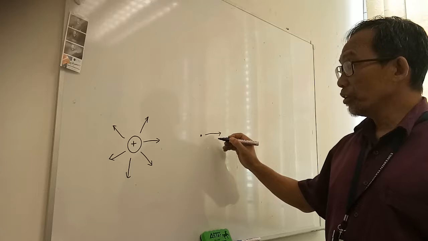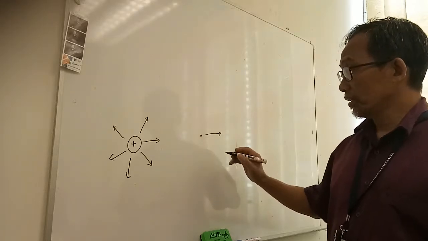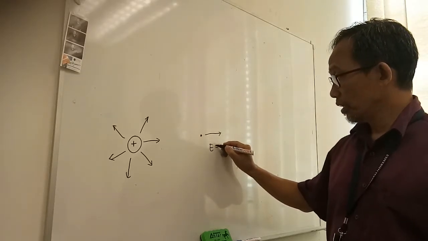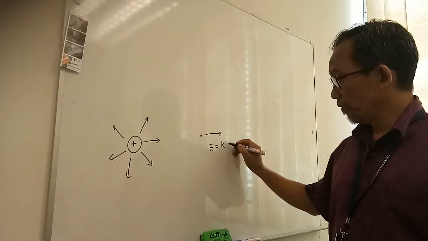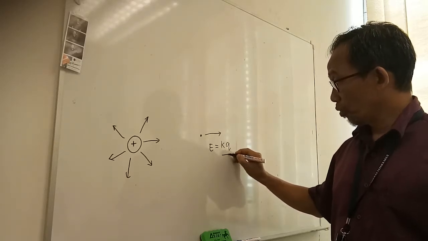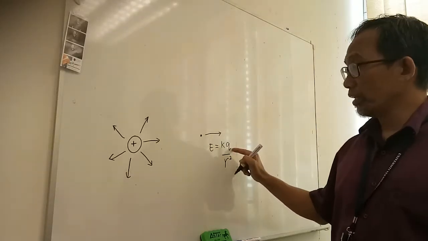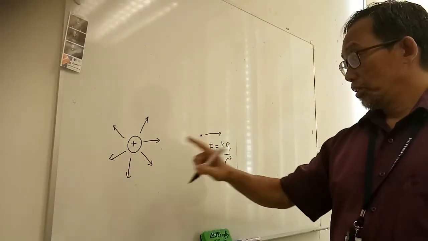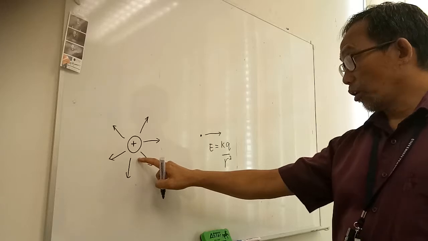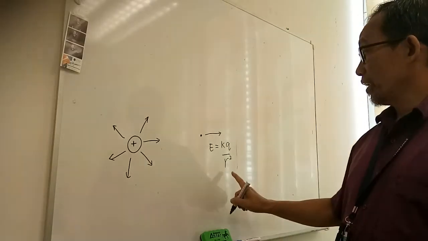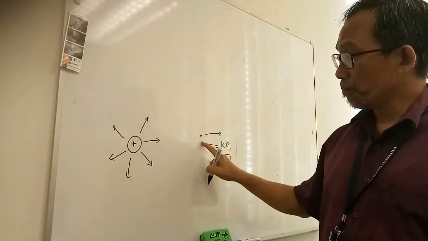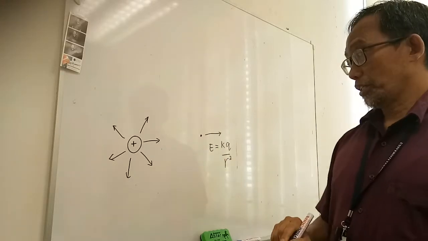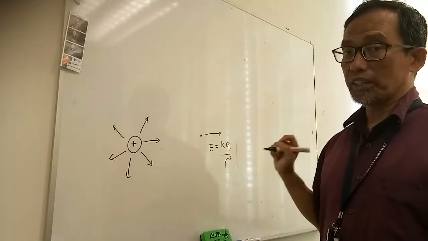Okay, and the magnitude of that electric field is equal to E equals kQ over r squared, where Q is the amount of charge of the object or point charge here, and r is the distance from that point to the charge. k is the Coulomb constant.